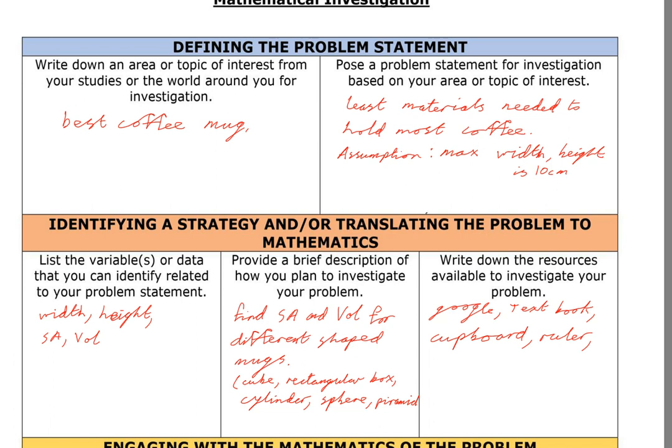Now, identifying strategies and translating a problem to mathematics, I need to take this English-type question and see what variables I am going to have, what letters, what algebra I am going to be able to apply. And again, this is where the marks are. I have to be showing variables, putting letters, and putting algebra into practice in order to get a good grade. So what variables have I got? Well, I've got the width of my mug, and the height of my mug, and I have the surface area and the volume of my mug.